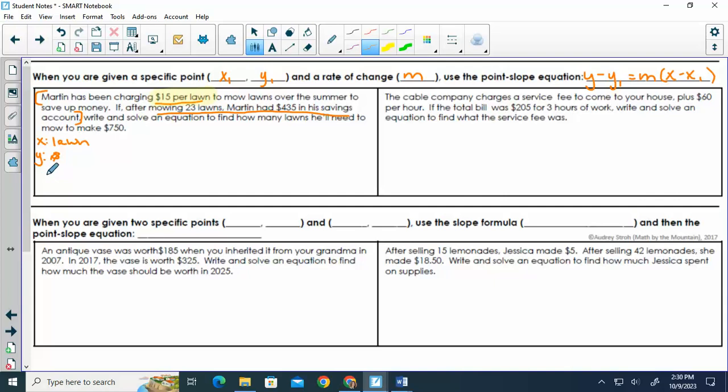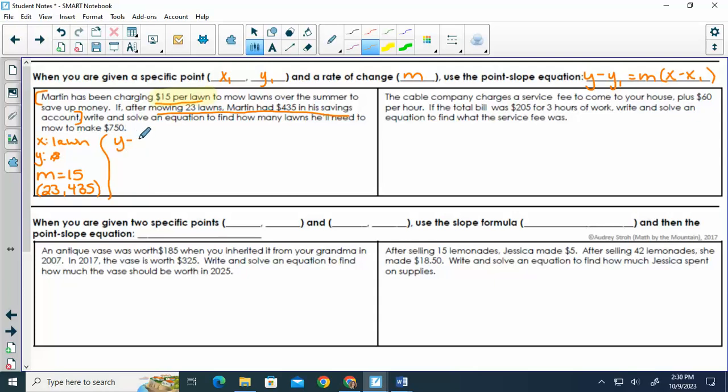So then we know he had $15 per lawn, so that would be m. And then after mowing 23 lawns, he had $435. So that is one particular instance. Those numbers go together. The 23 lawns gave him this much money. So that's an ordered pair. So you should have all of that stuff written down. Now we can write the equation.